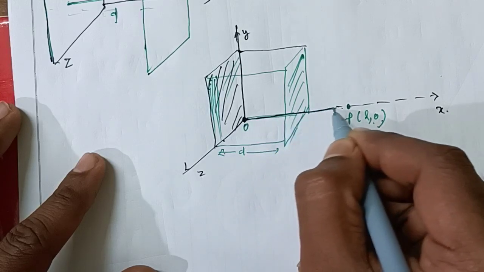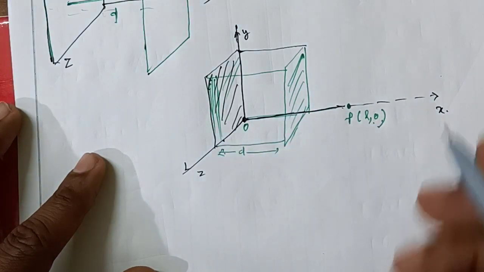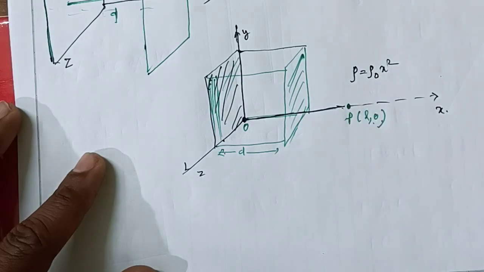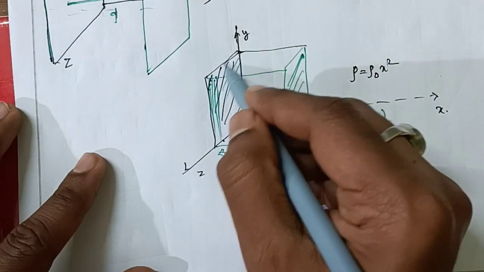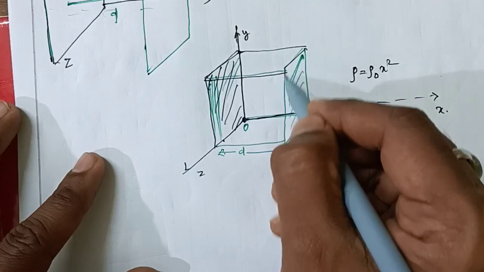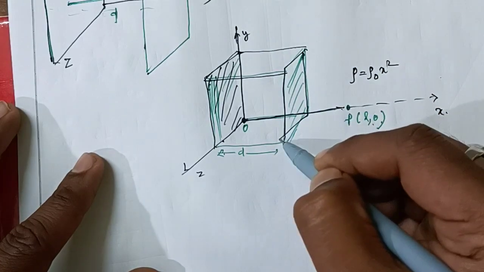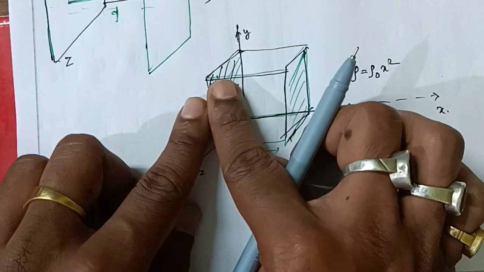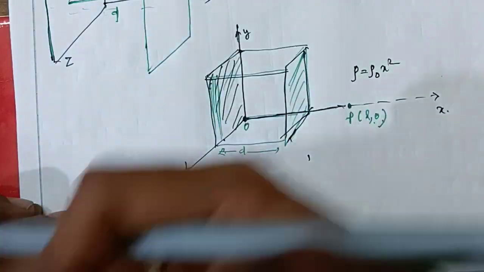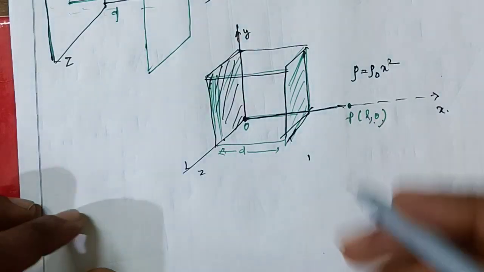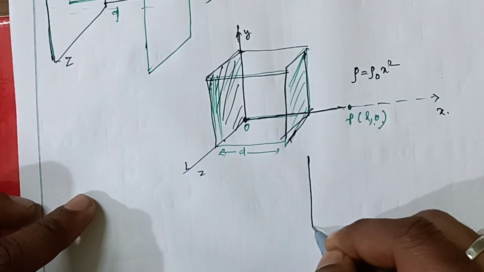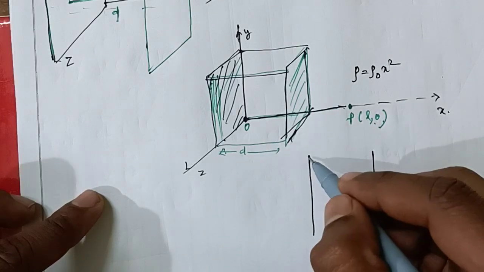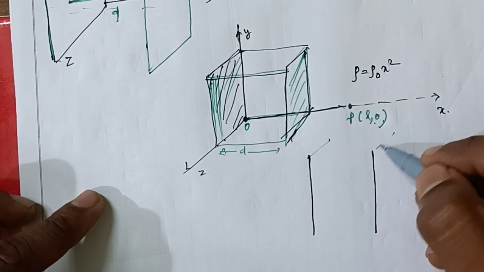The question is asking how x varies from the origin. X varies from the origin, and rho equals rho naught x square. If I consider only the side view rather than looking at this kind of figure, which is a little confusing to our students, I will bring this view like this. You can see this is a kind of thick sheet, like this.